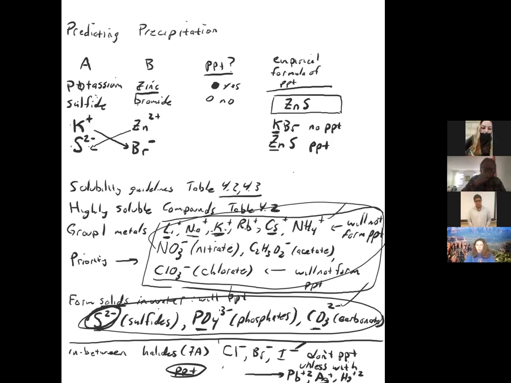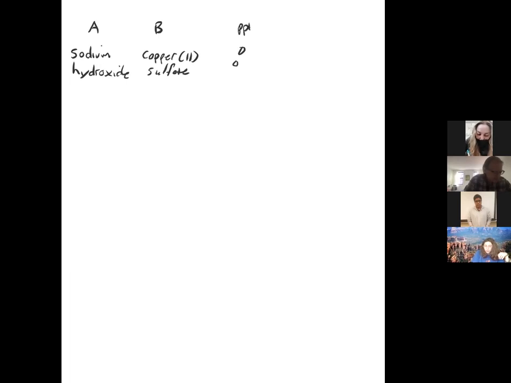Okay, I'm going to have to show you a couple of other rules, but that's fine. Let's do a different one. So the first one, solution A, is sodium hydroxide. B is copper 2 sulfate. And then you're going to do yes or no. And then the empirical formula.